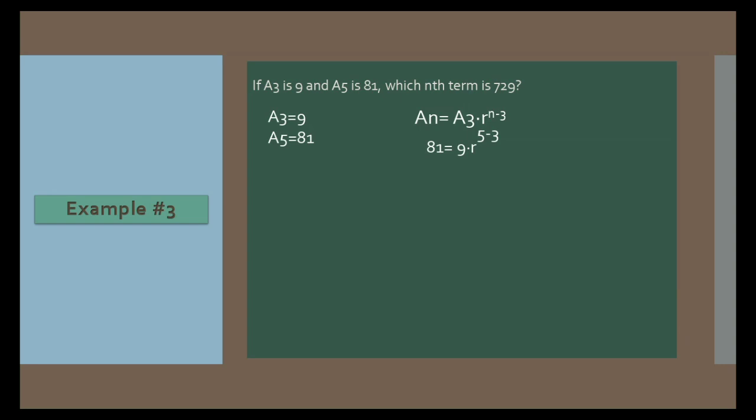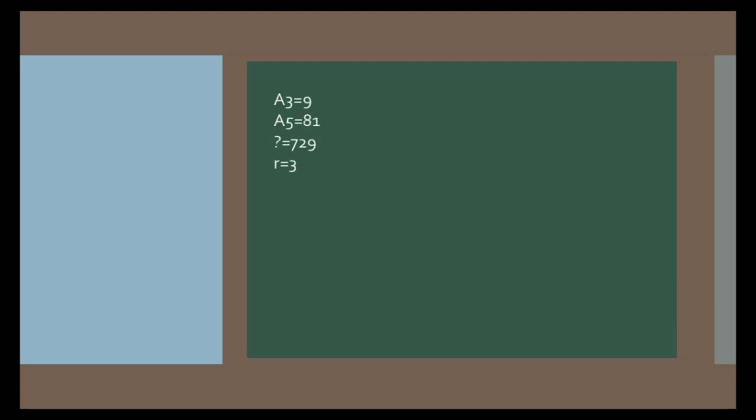Magiging ano siya? We will divide both sides by 9 para yung r na lang yung matitira sa kabilang side ng equation. Magiging 9 is equal to r squared. Getting the square root, our ratio is 3. Since meron na tayong ratio, pwede na nating mahanap yung end term na 729. So, gagamitin ulit natin yung formula. Actually, pwede din natin gamitin ay A5, pero A3 yung gagamitin natin ngayon.